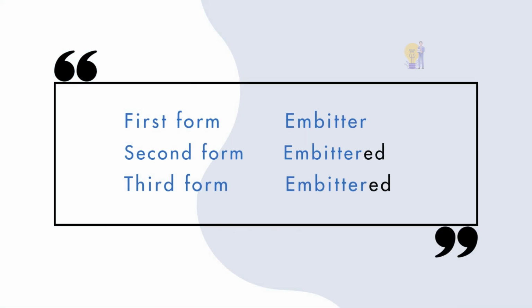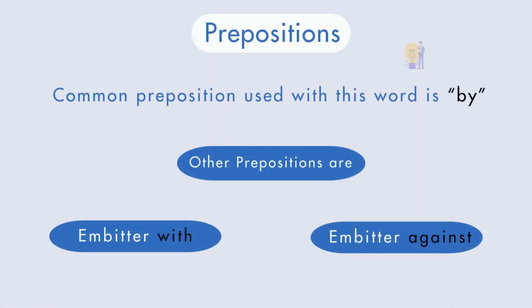The first form is embitter, the second form is embittered, and the third form is embittered. Common preposition used with this word is by. The other prepositions are embitter with and embitter against.